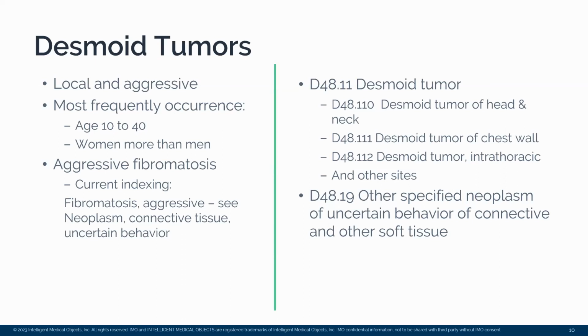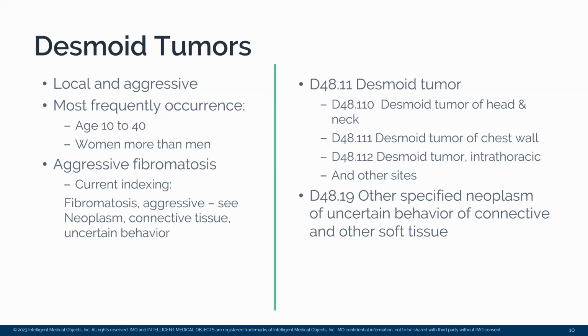It most frequently is seen in patients between the ages of 10 to 40, and it is more prevalent in women. The tabular identifies D48.11 as a subcategory specific for desmoid tumor codes, and there's quite a few codes within there to capture various sites. And then D48.19 is for all other neoplasms of uncertain behavior that would fall in that section.